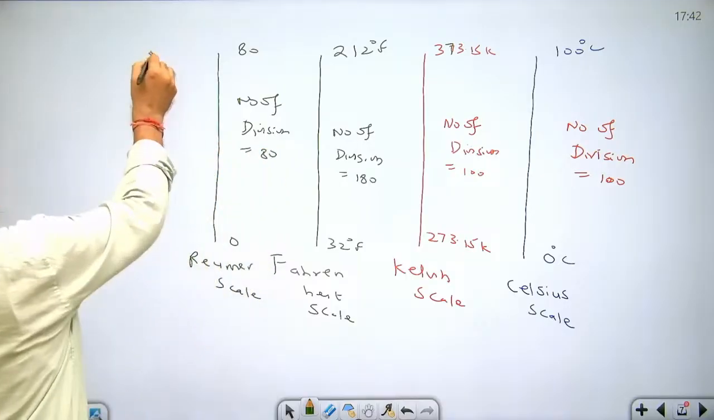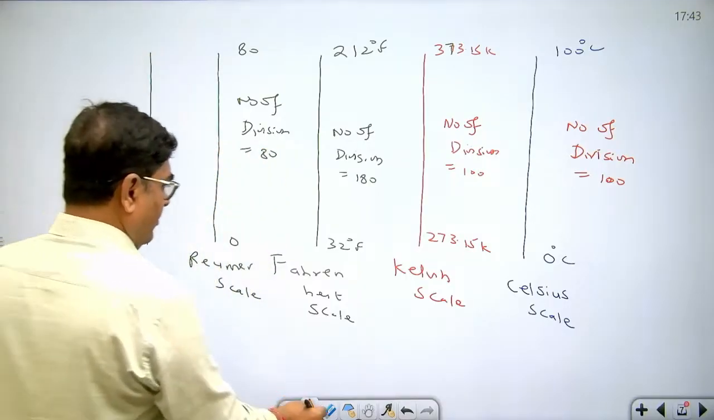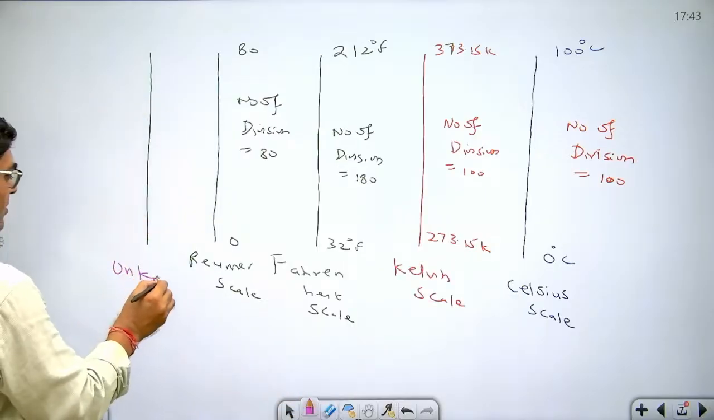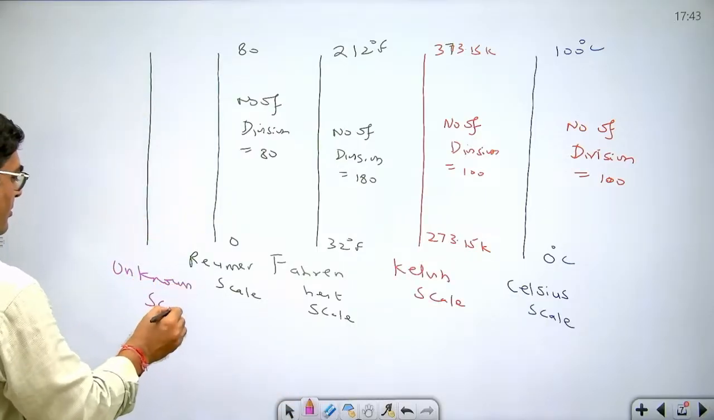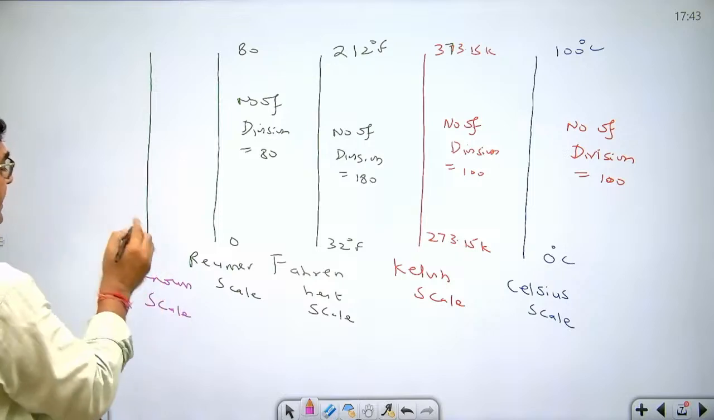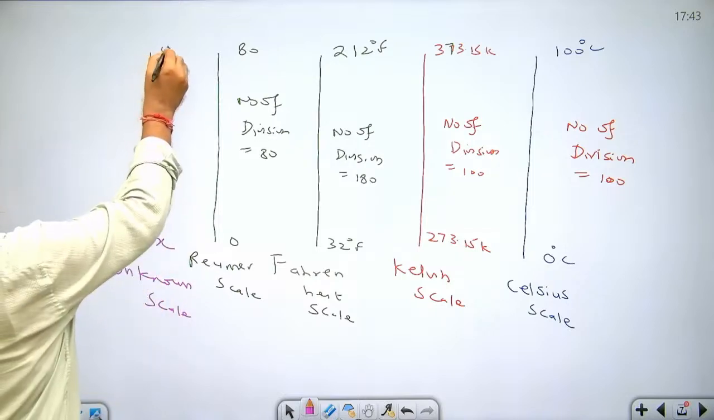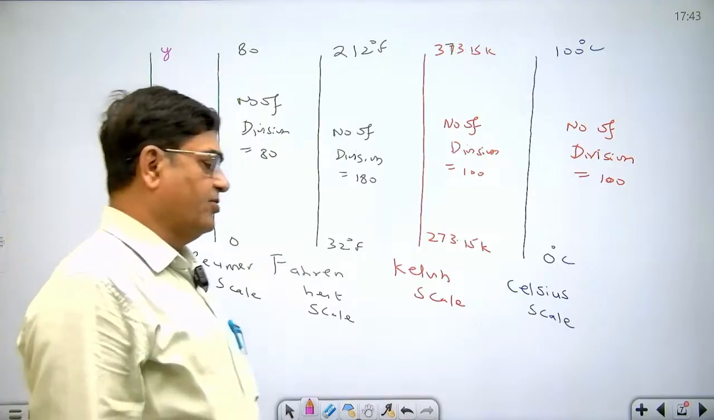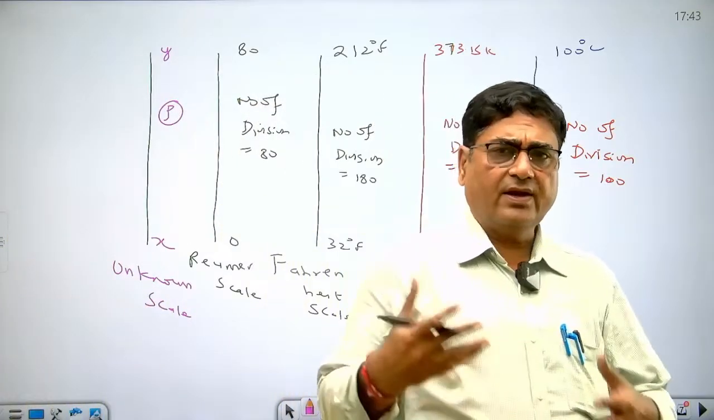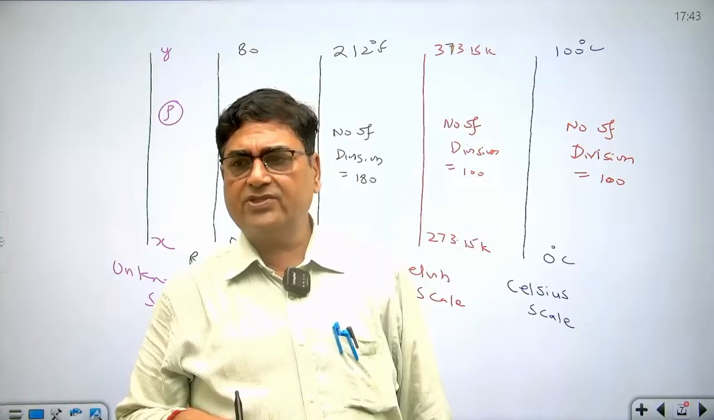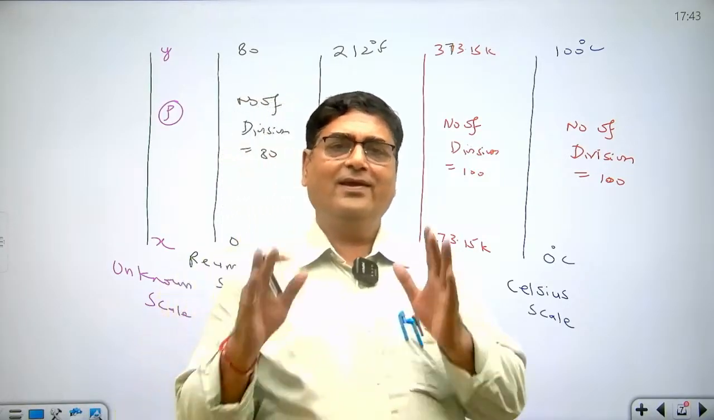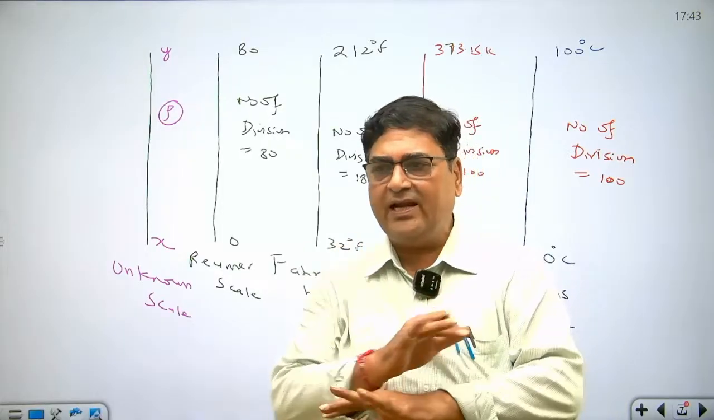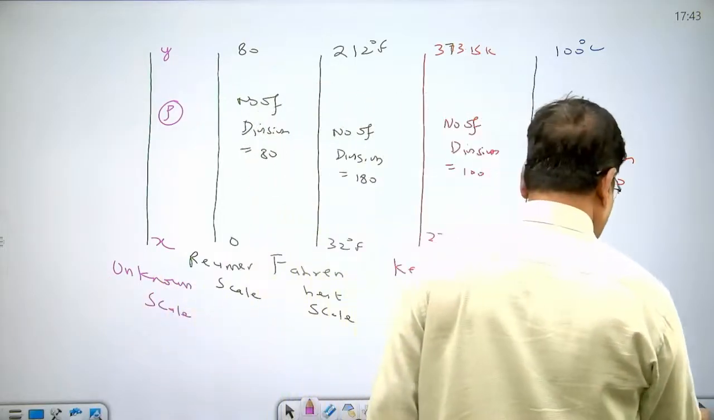And dear student, finally let's talk about an unknown scale. Here let us assume the lower point is x, the upper point is y, and the name of the scale is p. So dear student, now we can relate them on the basis of the general concept. What is the general concept? Name of the scale minus lower point divided by upper point minus lower point remains constant in all scales. Okay. So let's see.